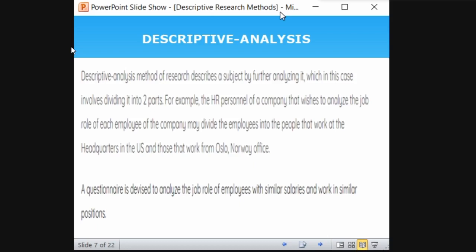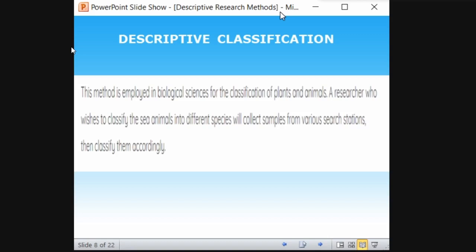I hope you understood this analysis part. So there is a phenomenon, and you are analyzing it deeper by dividing it into two portions. Whereas the status is represented in quantitative terms, based on real life problems. Simple. So now we are coming to classification.